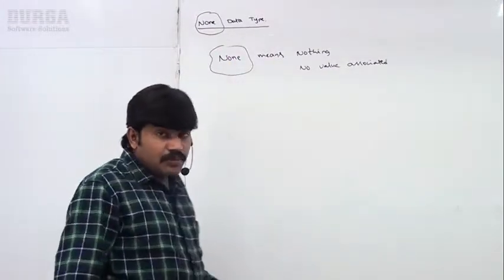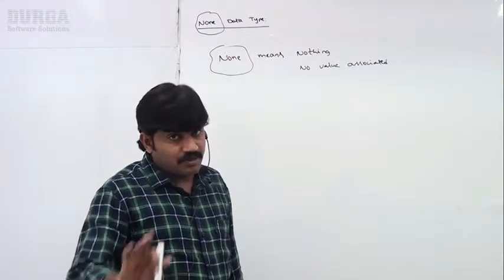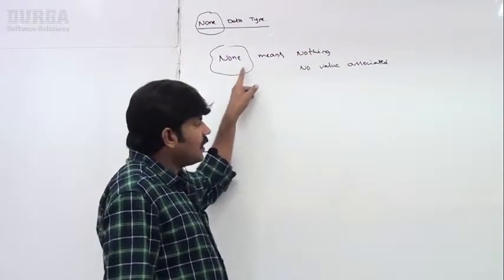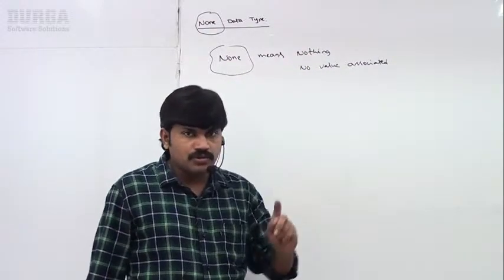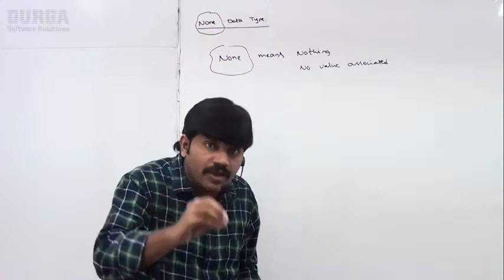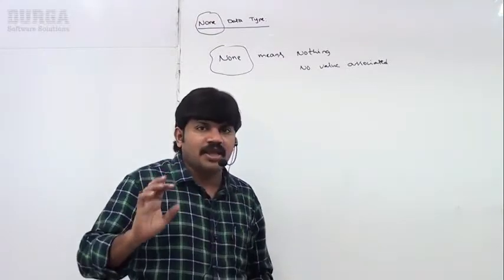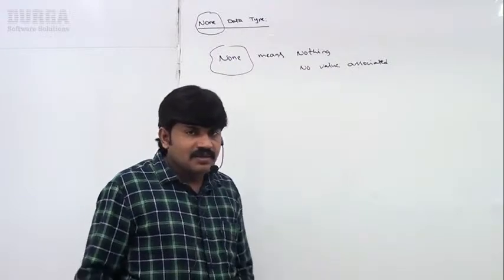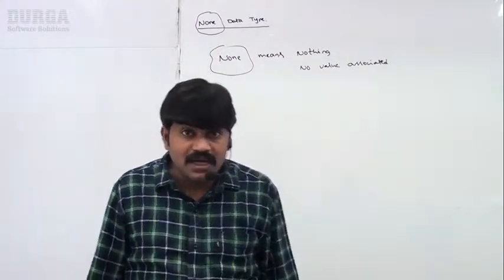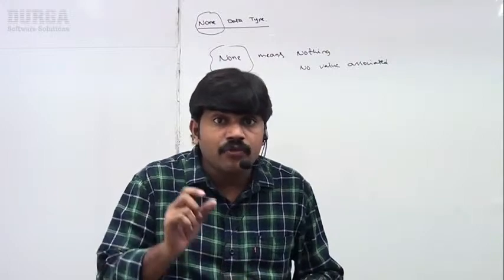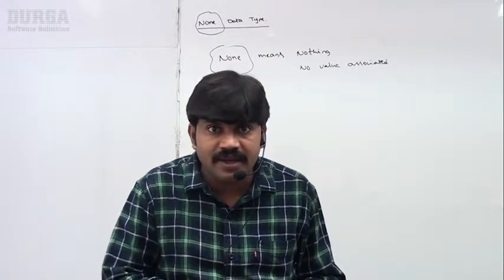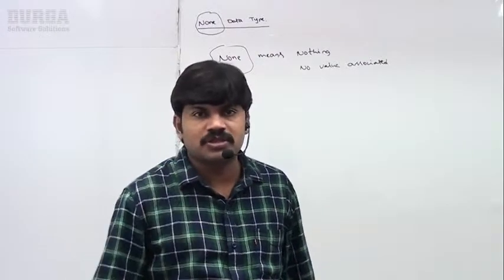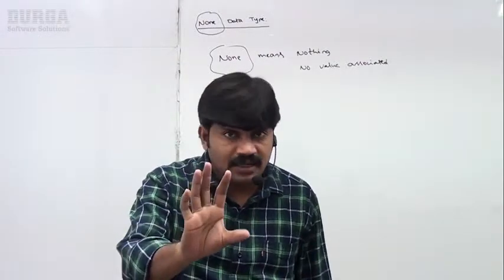Remember this, sir. Then immediately you ask, can you please explain with an example? Don't worry, I will explain. None means nothing, no value associated. If there is no value, to handle such situations we require None. The people who come from a Java background, in Java we have the null value. So in Python the equivalent word is None, an almost similar word.